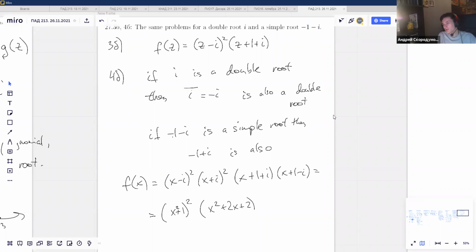Sorry, can I ask a question? Also about this task. Can you explain why, if i is a double root, then not i, equals minus i? First of all, that's not i, that's i conjugate. I conjugate, yes. Second, again, this is a theorem from the lecture. Please consider the lecture notes.